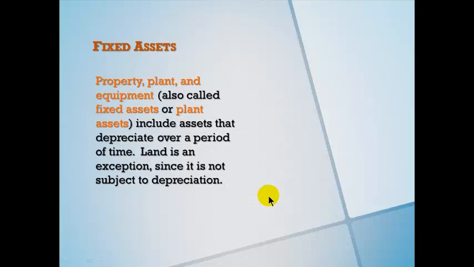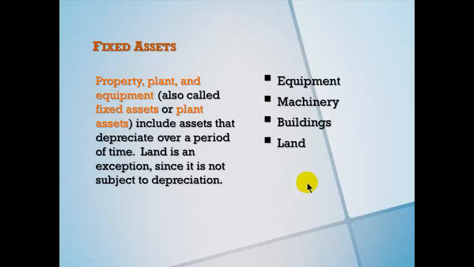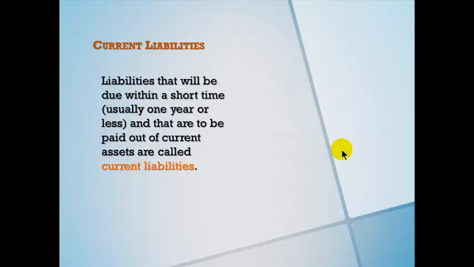Fixed assets are really a type of long-term assets, but in the introductory course here, we're only talking about your plant and equipment. And of course land is also considered a fixed asset, but remember, land is not depreciated. It's considered to have an indefinite life, so you don't depreciate what you pay for it or its original cost. So examples are equipment, machinery, buildings, and then there is land. And again, these are all long-term assets.